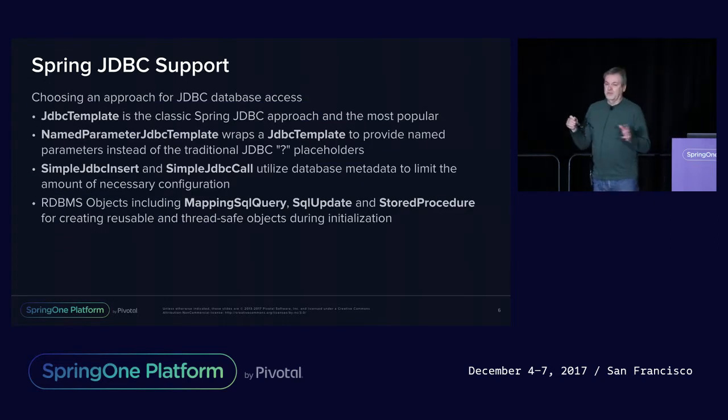And the basic Spring JDBC support, how many here actually work with Spring JDBC and JDBC template? And so pretty much all of you, that's great. So you know that JDBC template is the classic approach and probably still the most popular. There's also a named parameter JDBC template that instead of using the question marks for placeholders, you can actually provide the names and that will be matched to whatever values you pass in a map or as SQL parameter source.